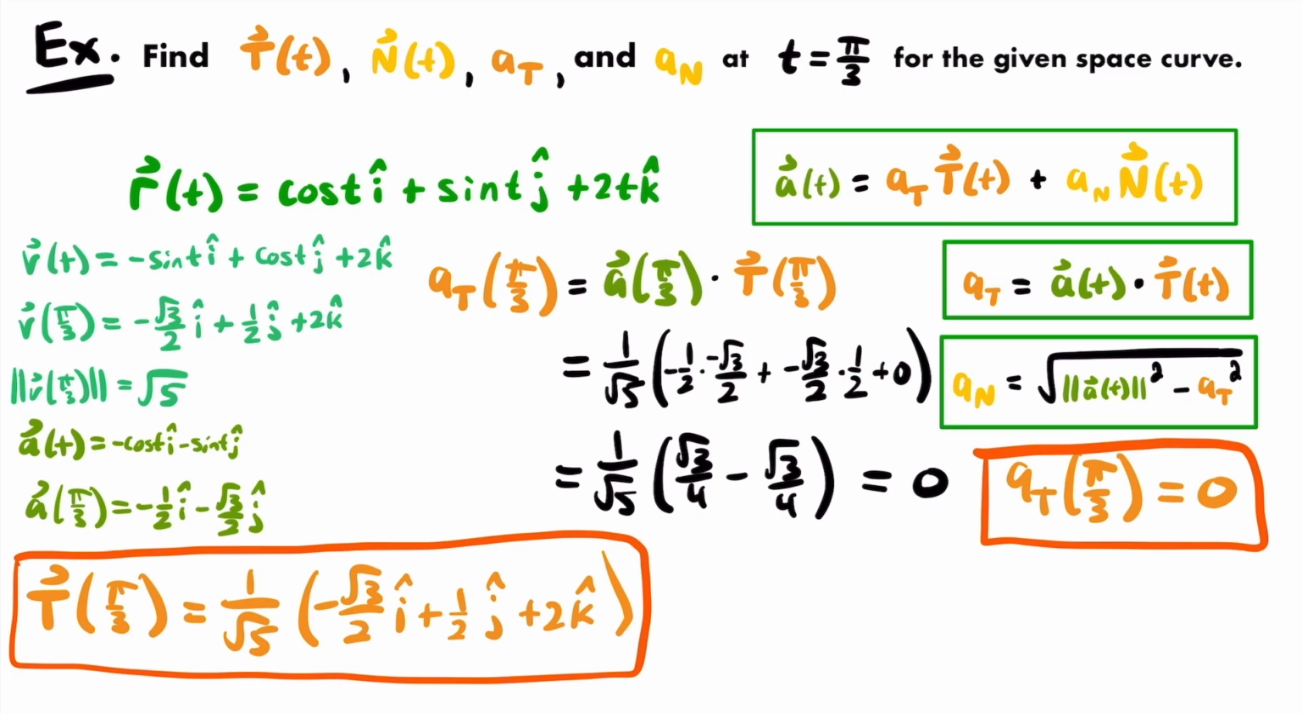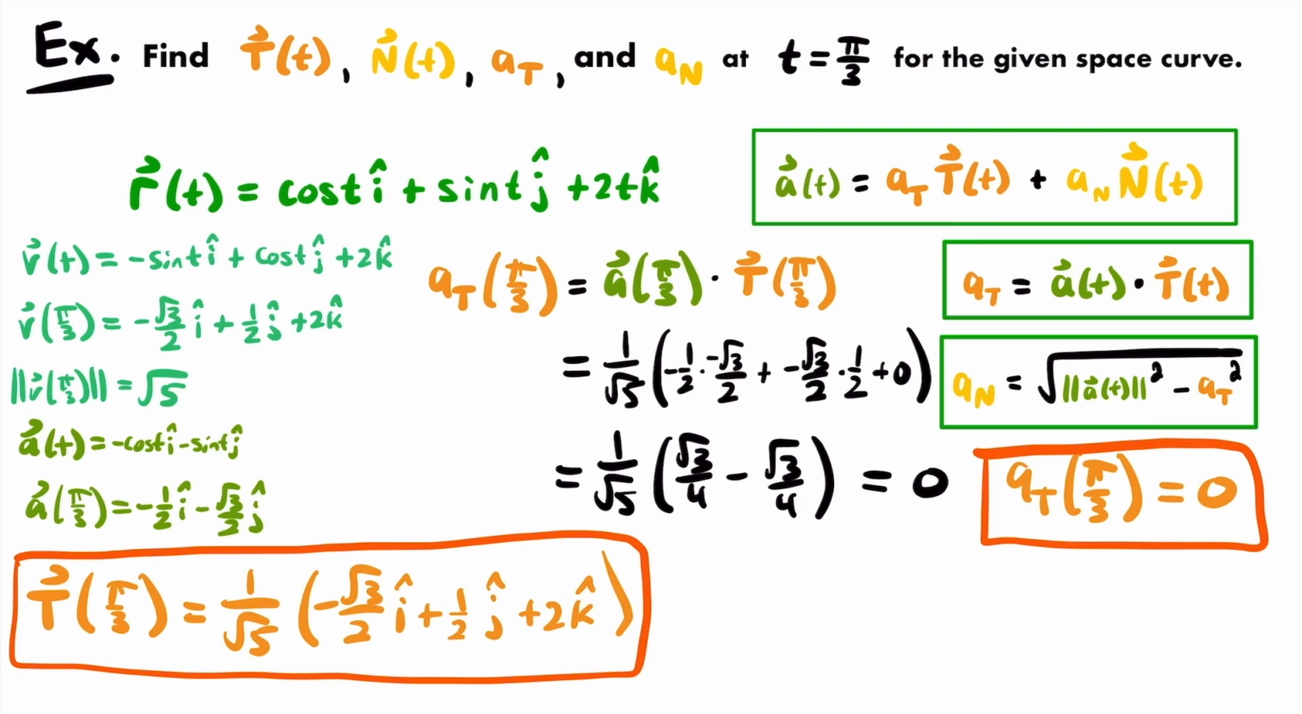And so the magnitude of the acceleration vector will actually be the value of the normal component of acceleration. But just to show you that that's true, I'm going to use this formula right here to find the normal component of acceleration. In order to find it, we need to take the square root of the magnitude of the acceleration vector squared minus a sub t squared. We already know it's 0, so we're just going to be taking the square root of the magnitude of the acceleration vector squared, which will just be the magnitude of the acceleration vector.